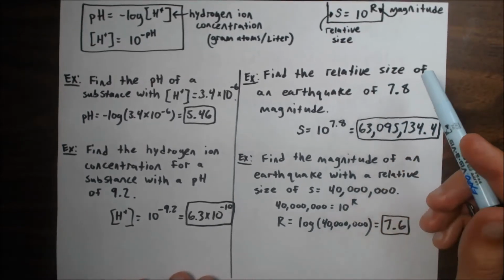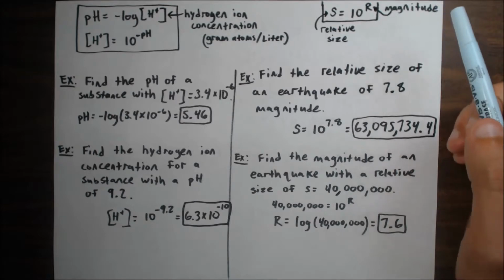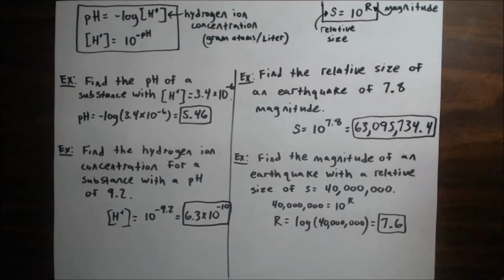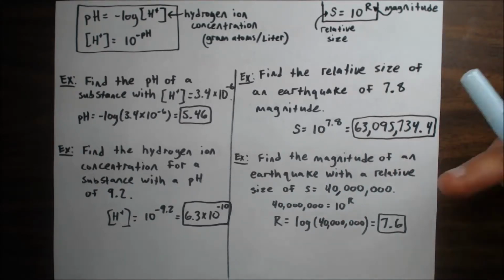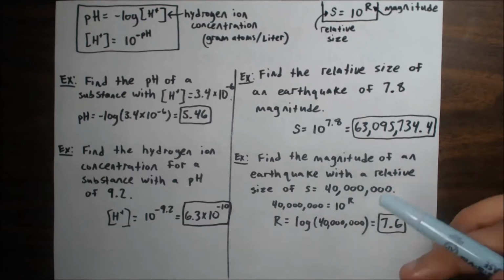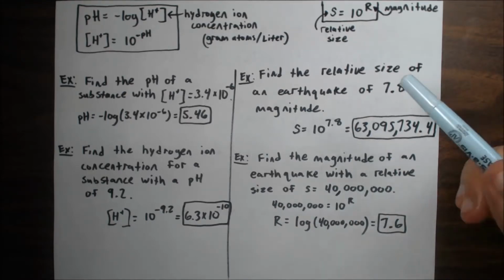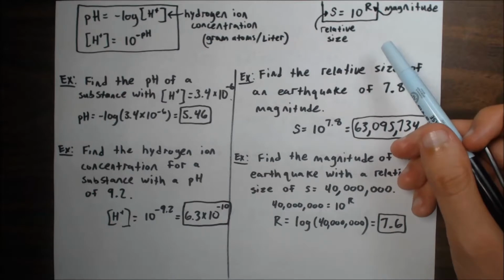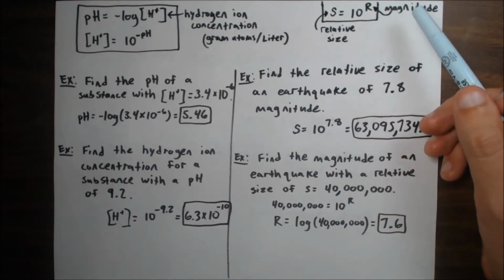All right, so in earthquakes, and really it's not just earthquakes, anything that shakes the ground basically. So nuclear bombs, asteroids, anything that can cause a big impact or make the earth shake. This is what they use to measure it. It's a logarithmic scale.